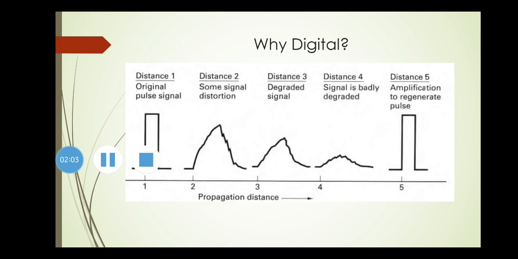Moving on to the next part, let us understand why we have to move from analog communication or analog transmission of the data to digital transmission of the data. So now the question is, why digital? Digital communication is used because it is easy to regenerate the distorted signal, or it is easy to regenerate the original signal from the noisy signal.